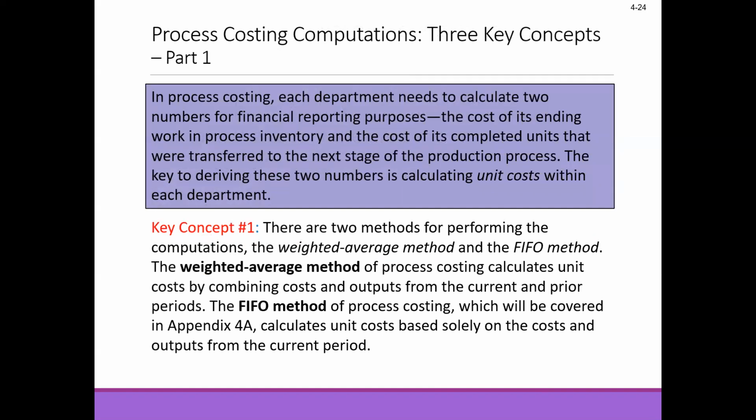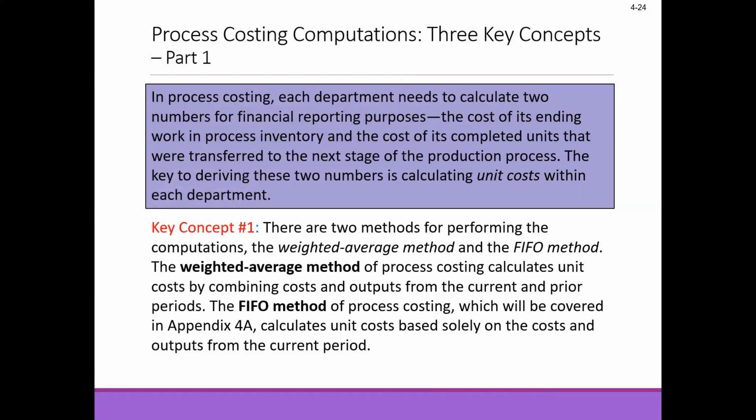So key items here. In this process costing, each department has to calculate two numbers for financial reporting purposes: the cost of its ending work in process inventory and the cost of its completed units that were transferred to the next stage of that production process. So there are two methods of performing the computations.